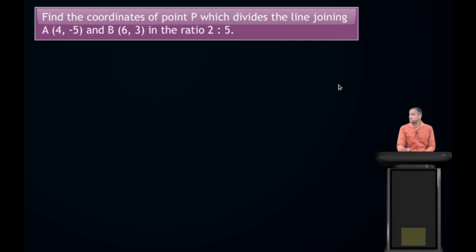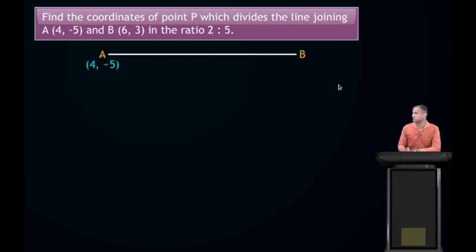Okay, so there is the first question, which is based on the section formula. Find the coordinate of point P which divides the line joining A, B in the ratio 2:5. So first write down what we are given: A (4, minus 5), so it is x1, y1. Then you have B (6, 3). There is AP, then we have PB. Ratio is given 2:5.